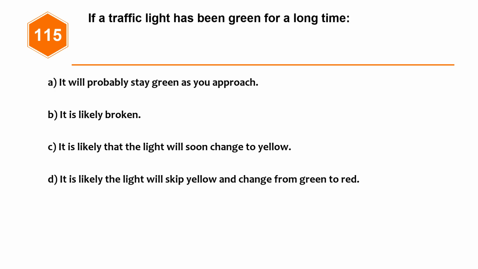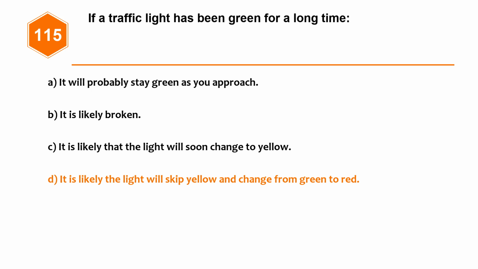Question 115. If a traffic light has been green for a long time: Option A, it will probably stay green as you approach. Option B, it is likely broken. Option C, it is likely that the light will soon change to yellow. Option D, it is likely the light will skip yellow and change from green to red.